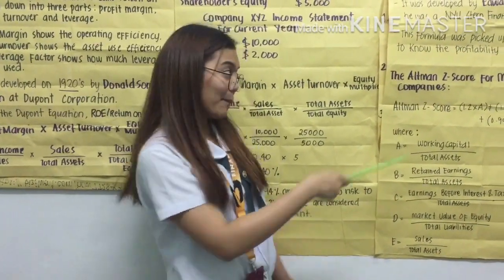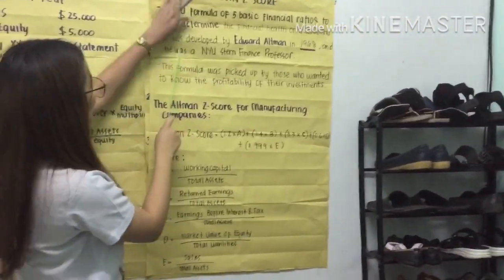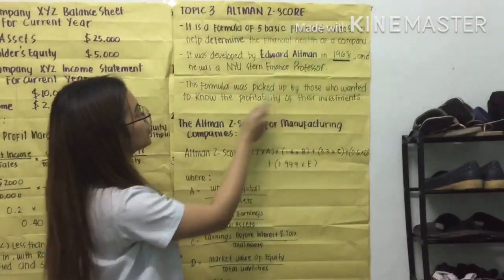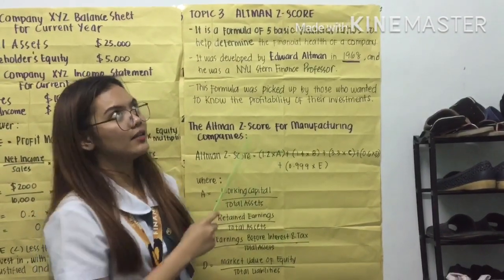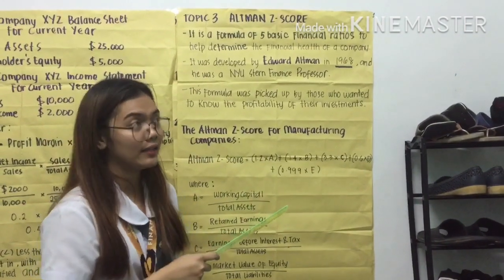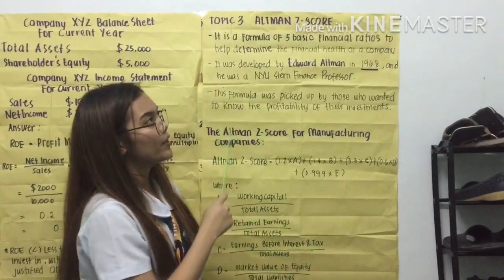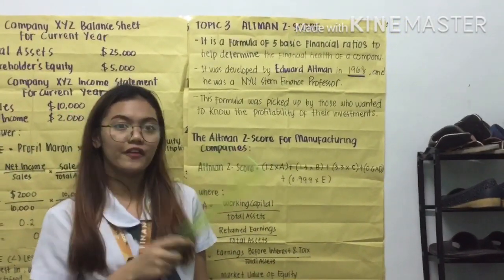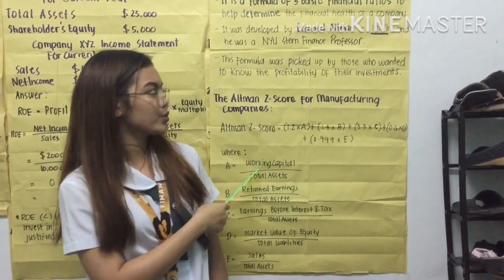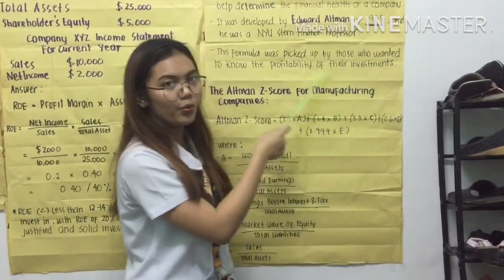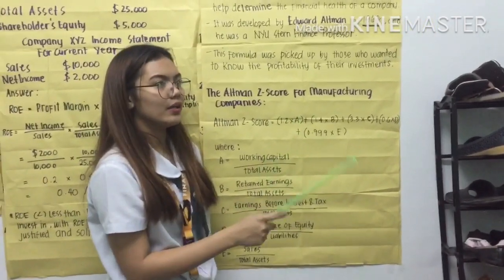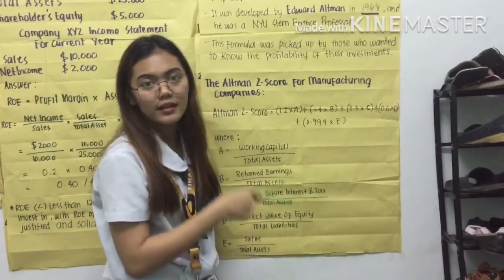So for the third topic, which is the Altman Z-score. The Altman Z-score is a formula of five basic financial ratios to help determine the financial health of a company. It was developed by Edward Altman in 1968, and he was an NYU Stern finance professor. This formula was picked up by those who wanted to know the profitability of their investment. So you can see here whether your company is gaining or not by knowing the bankruptcy risk.